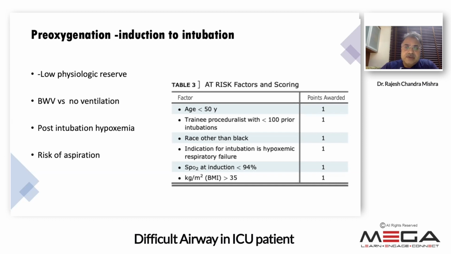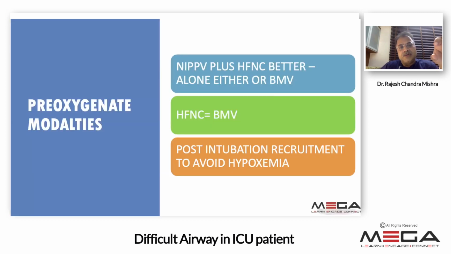Patients who are less than 50, intubated by a non-trained person, or where the cause for intubation is hypoxic respiratory failure, with saturation less than 94% to begin with, and high BMI, all these patients have a high risk of intubation hypoxic injury and intubation failure, and we need to be careful. So all these patients need to be given enough pre-oxygenation before we start intubation.